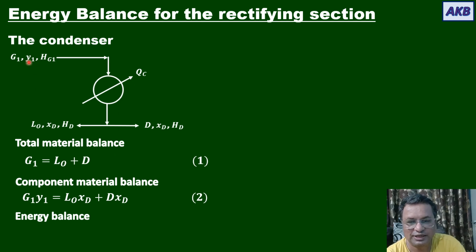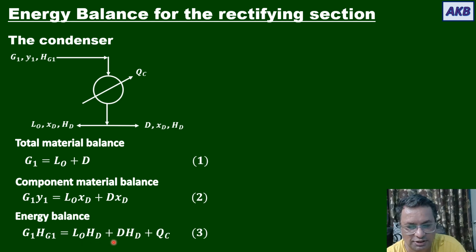So energy coming with this stream is equal to energy going out with this stream plus energy going out with this stream plus energy that is removed as heat from the vapors. So it will be G1 Hg1 is equal to L0 Hd plus D into Hd plus Qc.